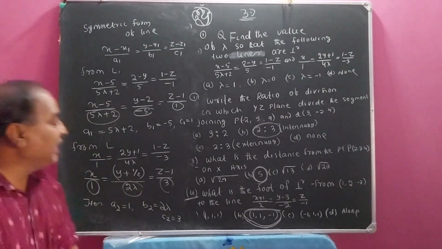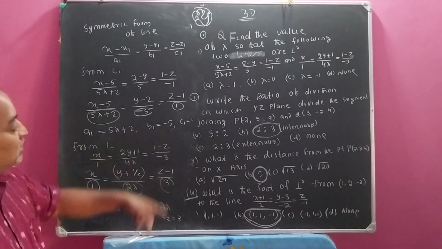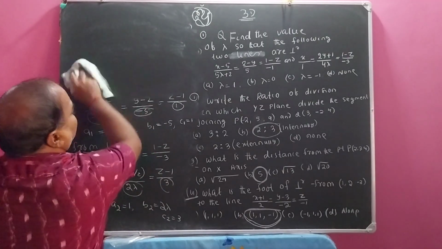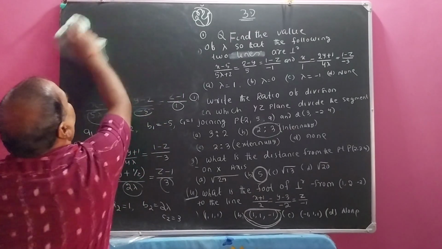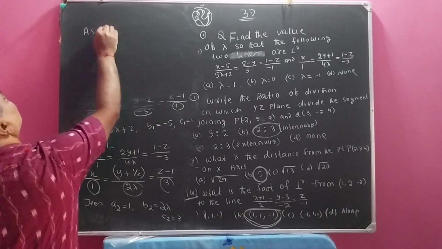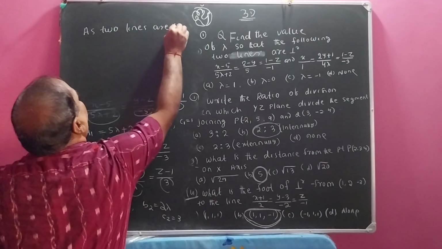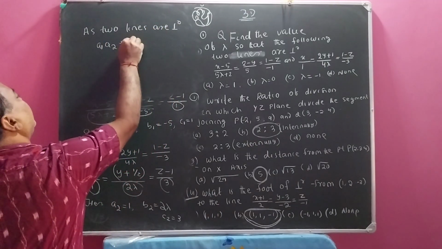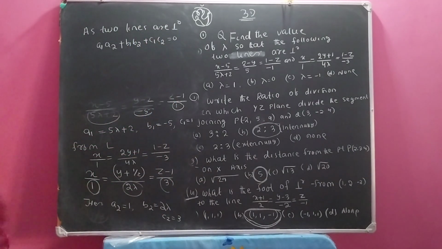As the two lines are perpendicular, the sum of the product of direction ratios must vanish. Write out: as the two lines are perpendicular, so a1 a2 plus b1 b2 plus c1 c2 is equal to 0.